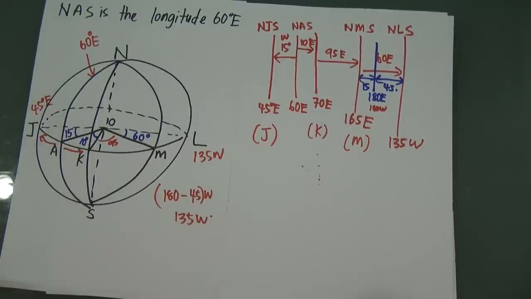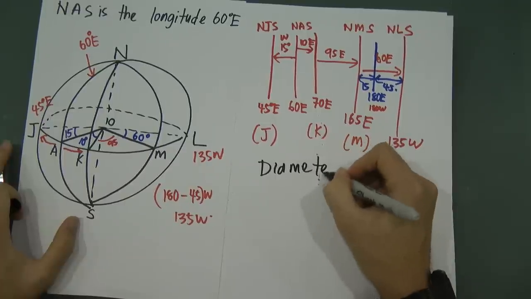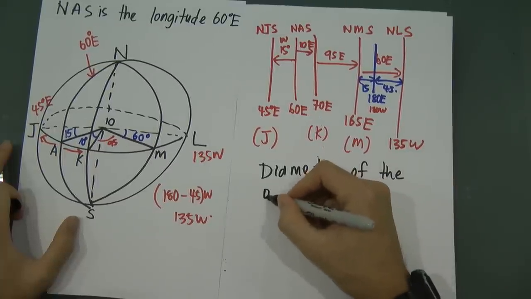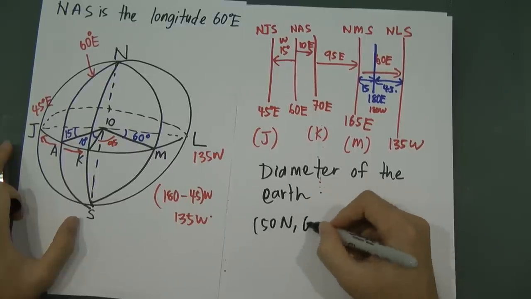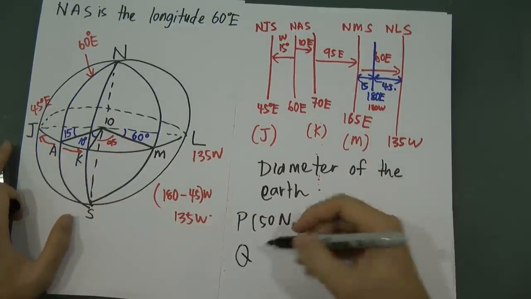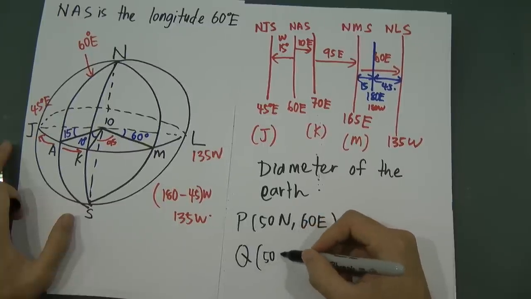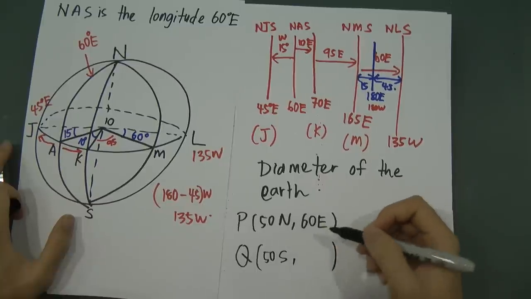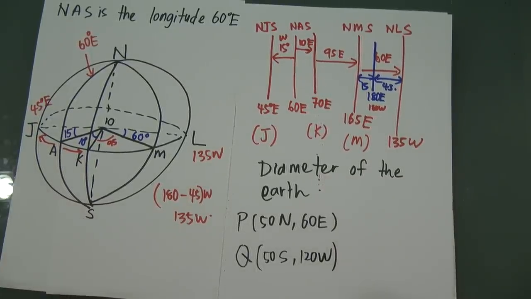Since we have a little bit of time over here, let me just repeat: diameter of the earth. Okay, let's say I have 50 N and 60 E. This is P, and Q is the diameter of the earth. That means what I need to do is change 50 N to 50 south. You just copy 50 degrees north and change it to south. And this one is the same rule: 180 minus 60, 120, changed to west. That's all for the diameter of the earth.